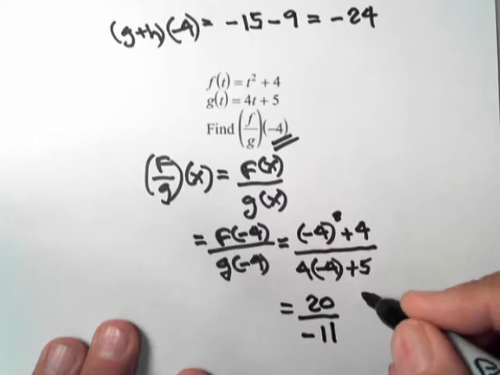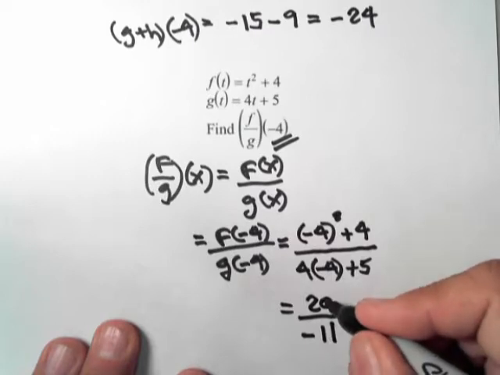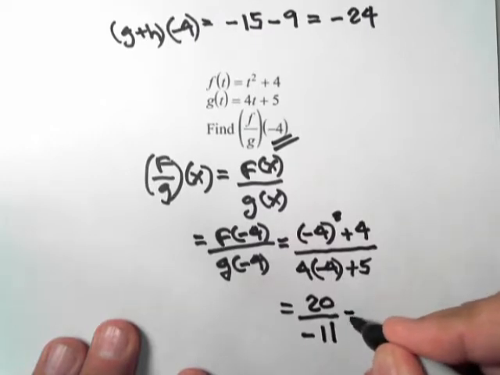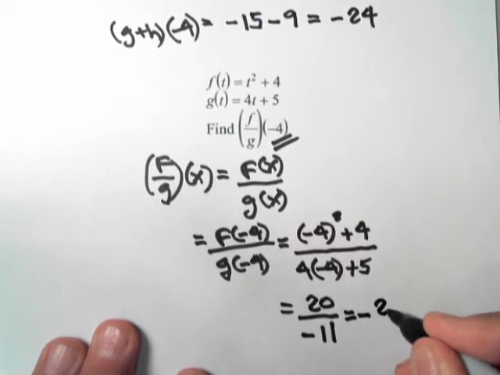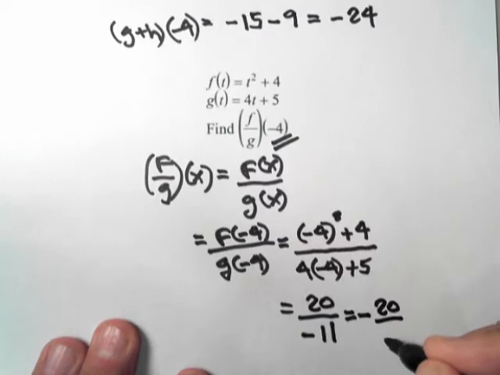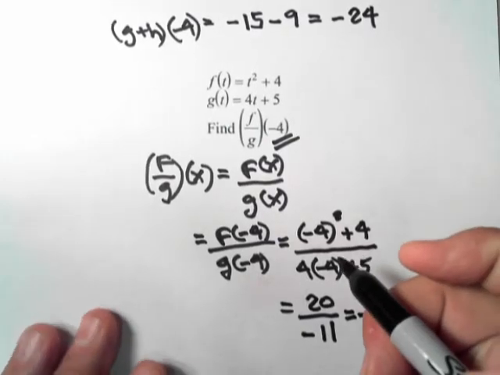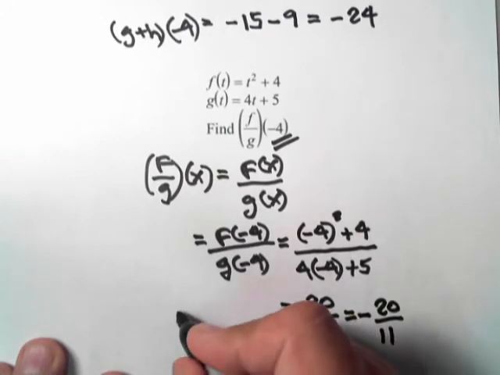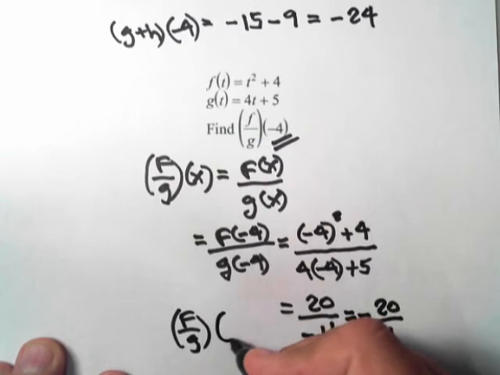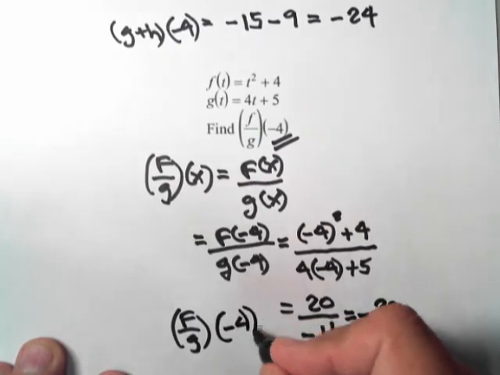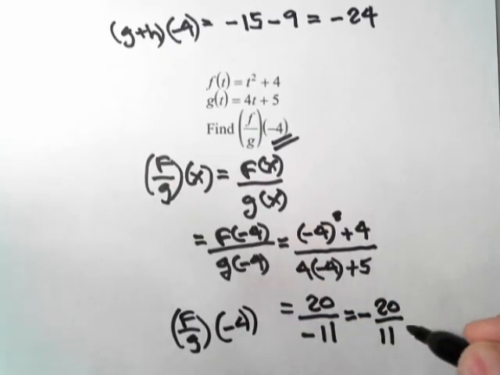Okay, well, 11 doesn't reduce into 20, so we can't reduce it anymore, but the single minus sign, the best place for it, is out in front. So we'd say negative 20 elevenths. And that again is what f over g of negative 4 equals: negative 20 over 11.